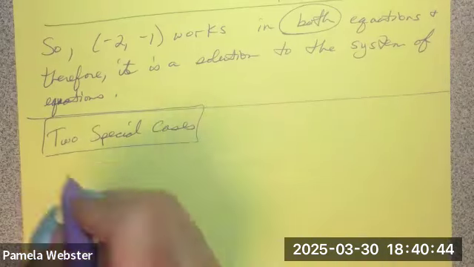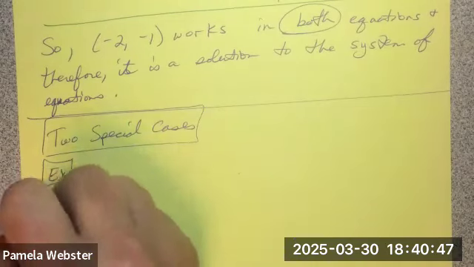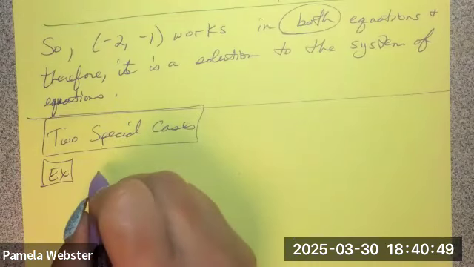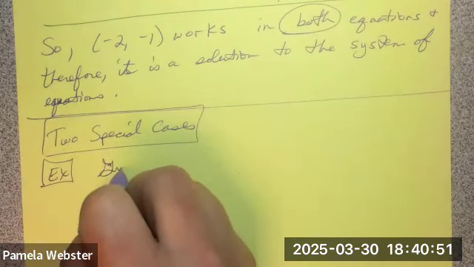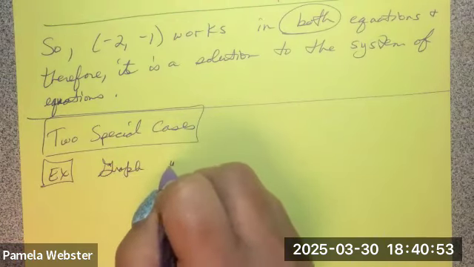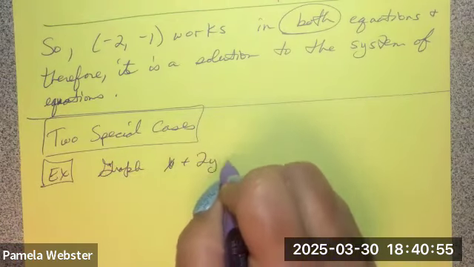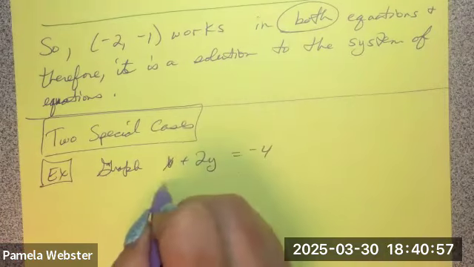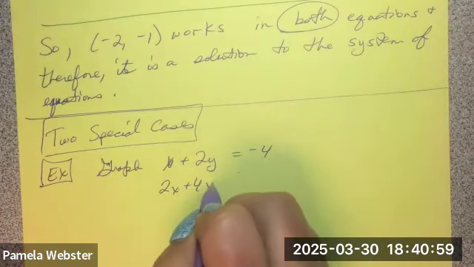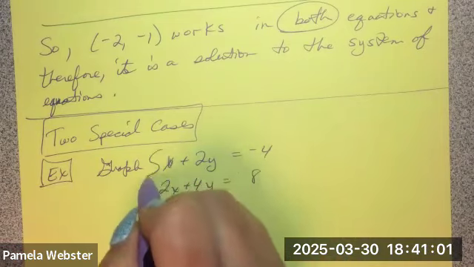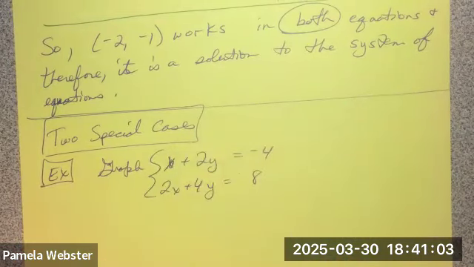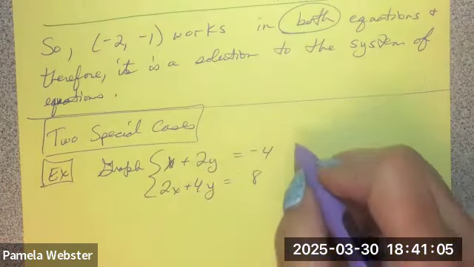So here's an example of the first kind, and it literally says graph, x plus 2y equals -4 and 2x plus 4y equals 8. That's my system. Okay, so graph those, find a solution.